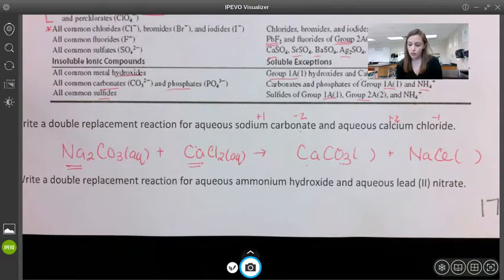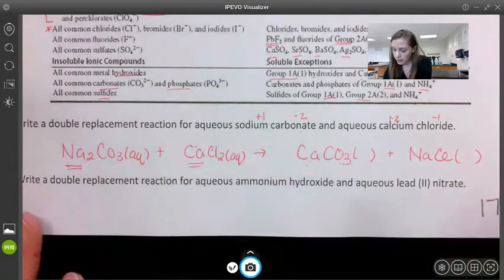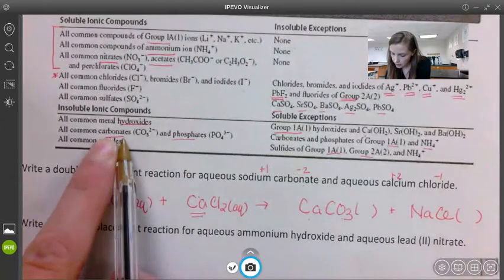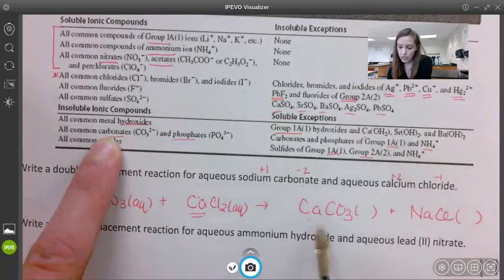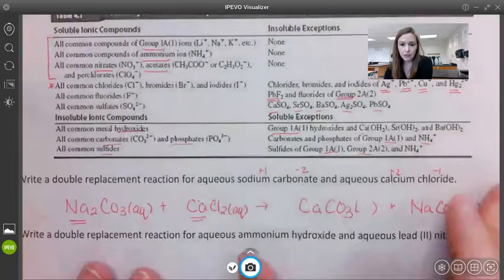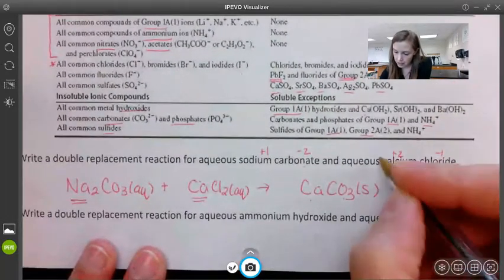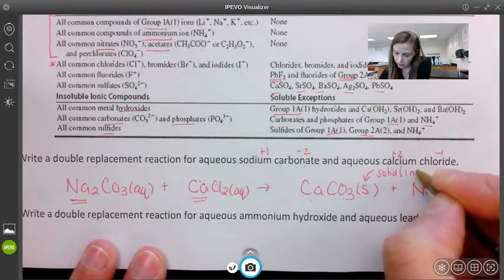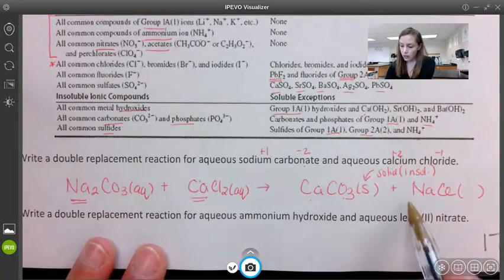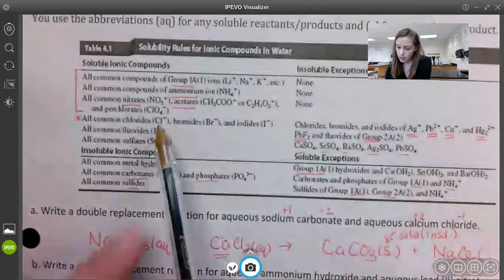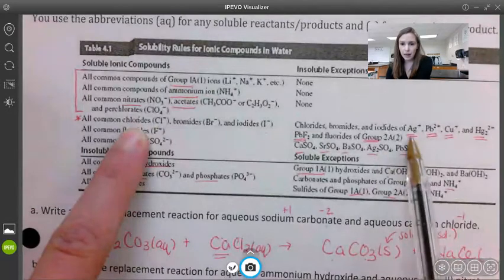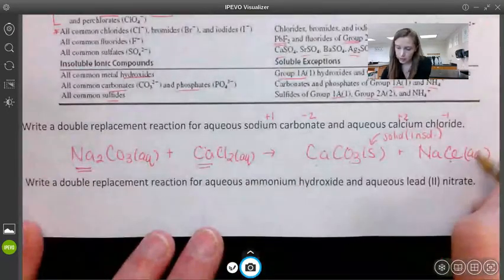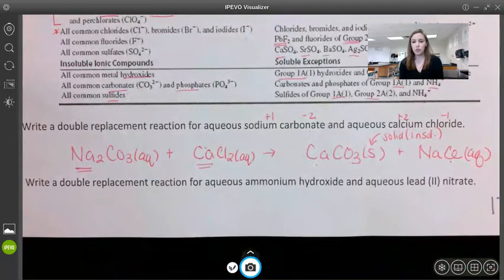Then you need to come up with their phases. So if I look at, let's just say this chart up top, I have carbonate. So carbonate, unless it was with group 1 or ammonium, which it isn't, is going to be insoluble. If it is insoluble, we put an S there to mean solid. So that is our solid because it is insoluble. Okay, if I look at my chloride ions up here, chloride ions tend to be soluble. It is not with any of these exceptions. So this will be soluble, so this will be aq. Okay, so that's how we get those two phases.